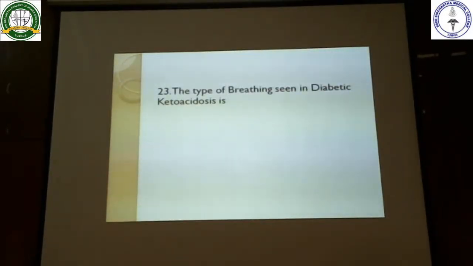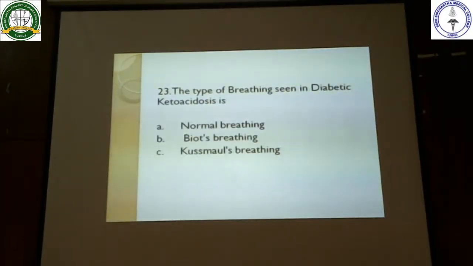Next question: the type of breathing seen in diabetic ketoacidosis is normal breathing, Biot's breathing, or Kussmaul's breathing. The answer is Kussmaul's breathing. Kussmaul's breathing is a characteristic breathing that you can see in diabetic ketoacidosis, which is nothing but rapid and deep breathing. So you can expect air hunger.